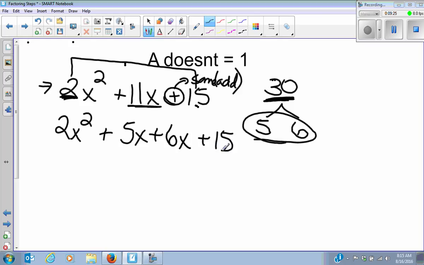Do you see these two things are the same still? This right here is 2x squared and 11x, and right here, what is that value still? 11x, and this is still a 15. I have not changed any of the values of the things up here. Are you with me? Okay.